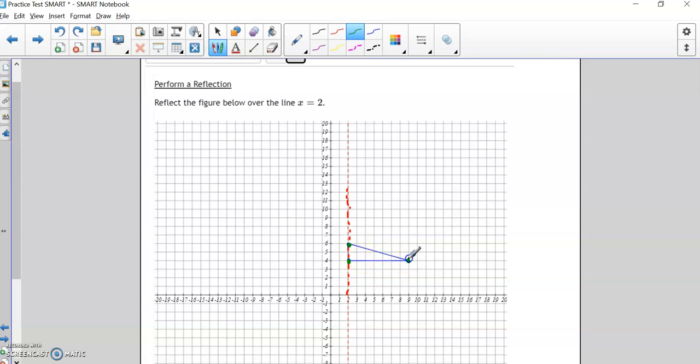Now for this point, we got 1, 2, 3, 4, 5, 6, 7 boxes, so we got to go the other way, the same distance. 1, 2, 3, 4, 5, 6, 7. All right, and that is all we need to do for that one. Now, let me just use my line tool here. Oh, here we go. Okay, and notice how these are perfect reflections of each other, or at least I tried to get them to be.